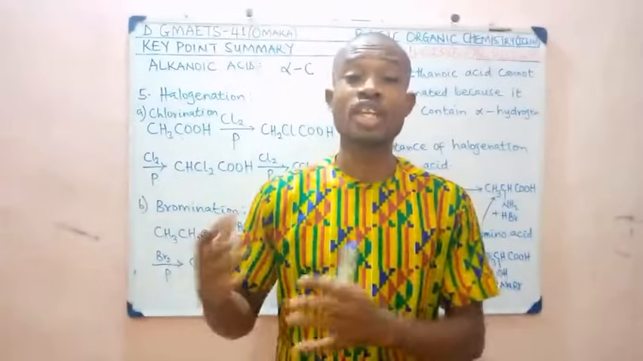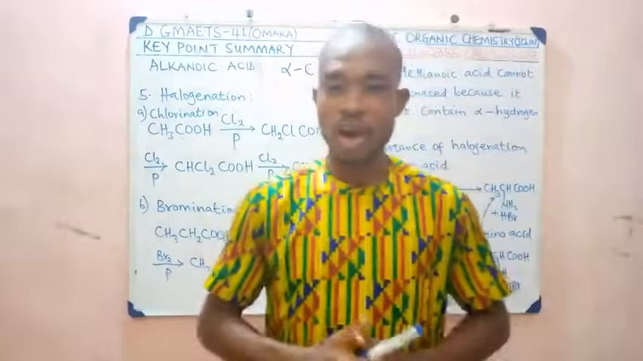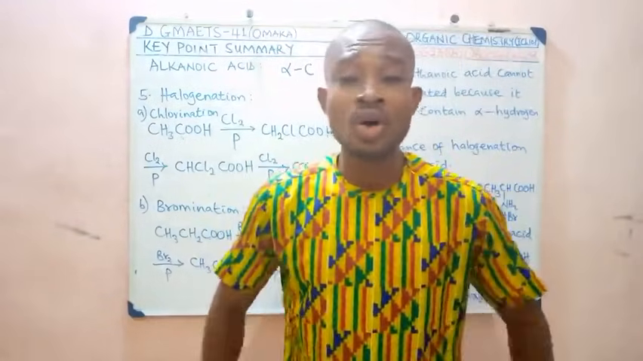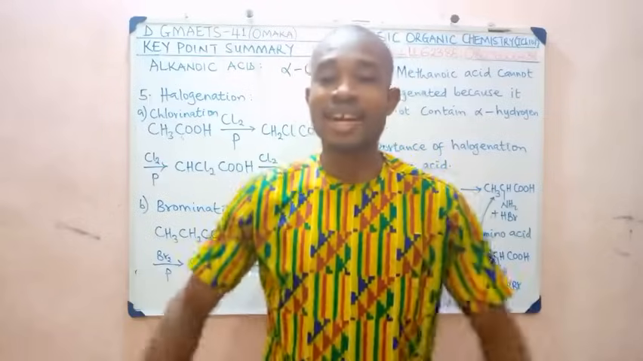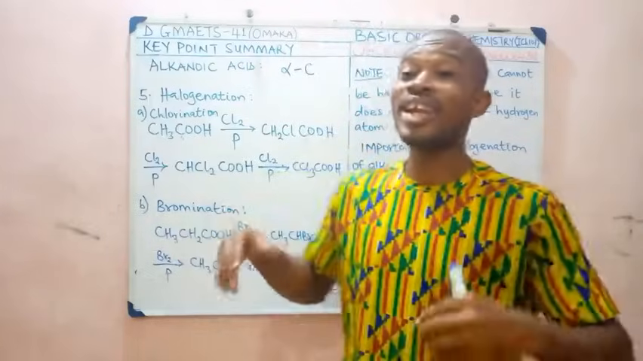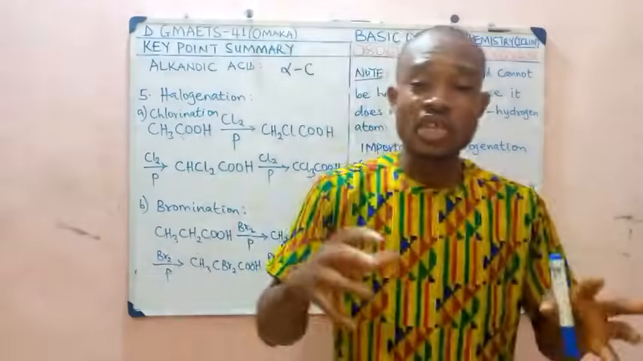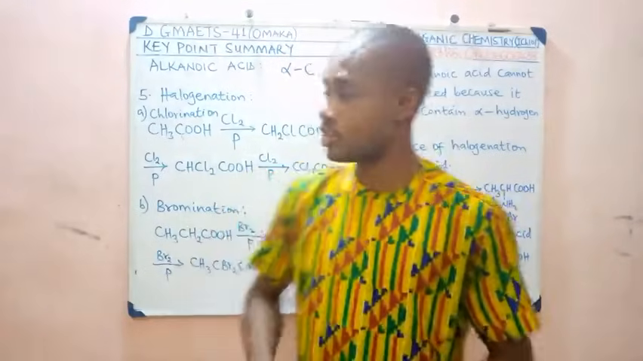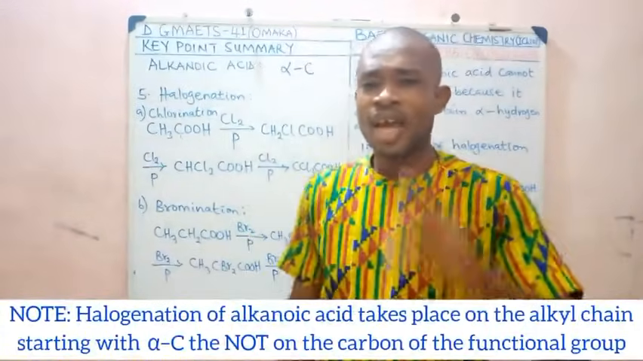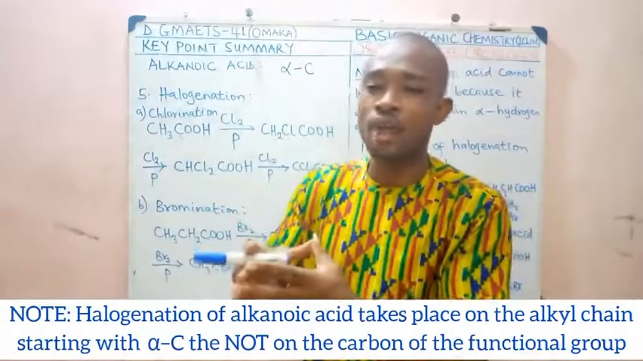We'll look at chlorination and bromination. Now please take note of this before I move on. Halogenation of alkanoic acid no longer attacks the carbon of the functional group. It does not. So this reaction violates what we know before, that most organic molecular reactions center on the carbon of the functional group. Please, halogenation of alkanoic acid violates that. Halogenation of alkanoic acid attacks from the alpha carbon.